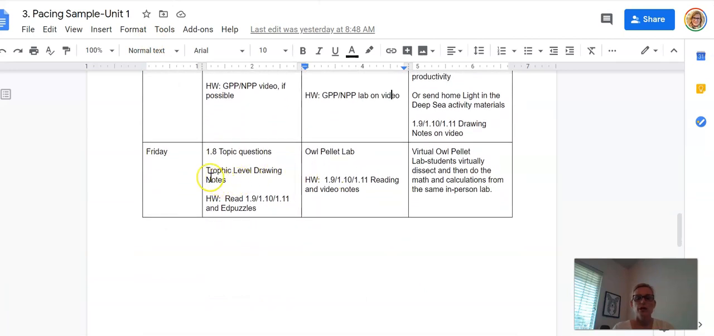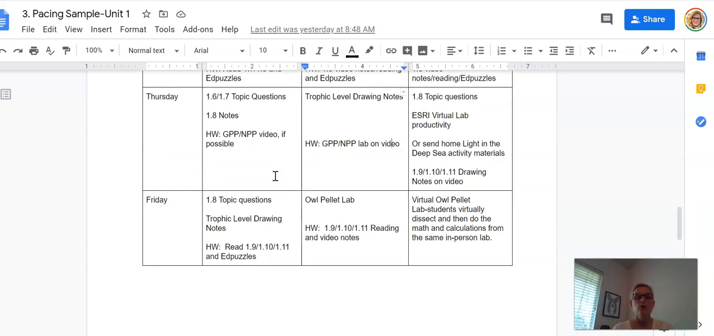We're going to do some more drawing notes that are still being developed. They're not ready yet, but my students had a lot. Oh, no, I'm sorry. I do trophic level drawing notes already. I actually have those on video for absent kids. So I have those on my Edpuzzle links.